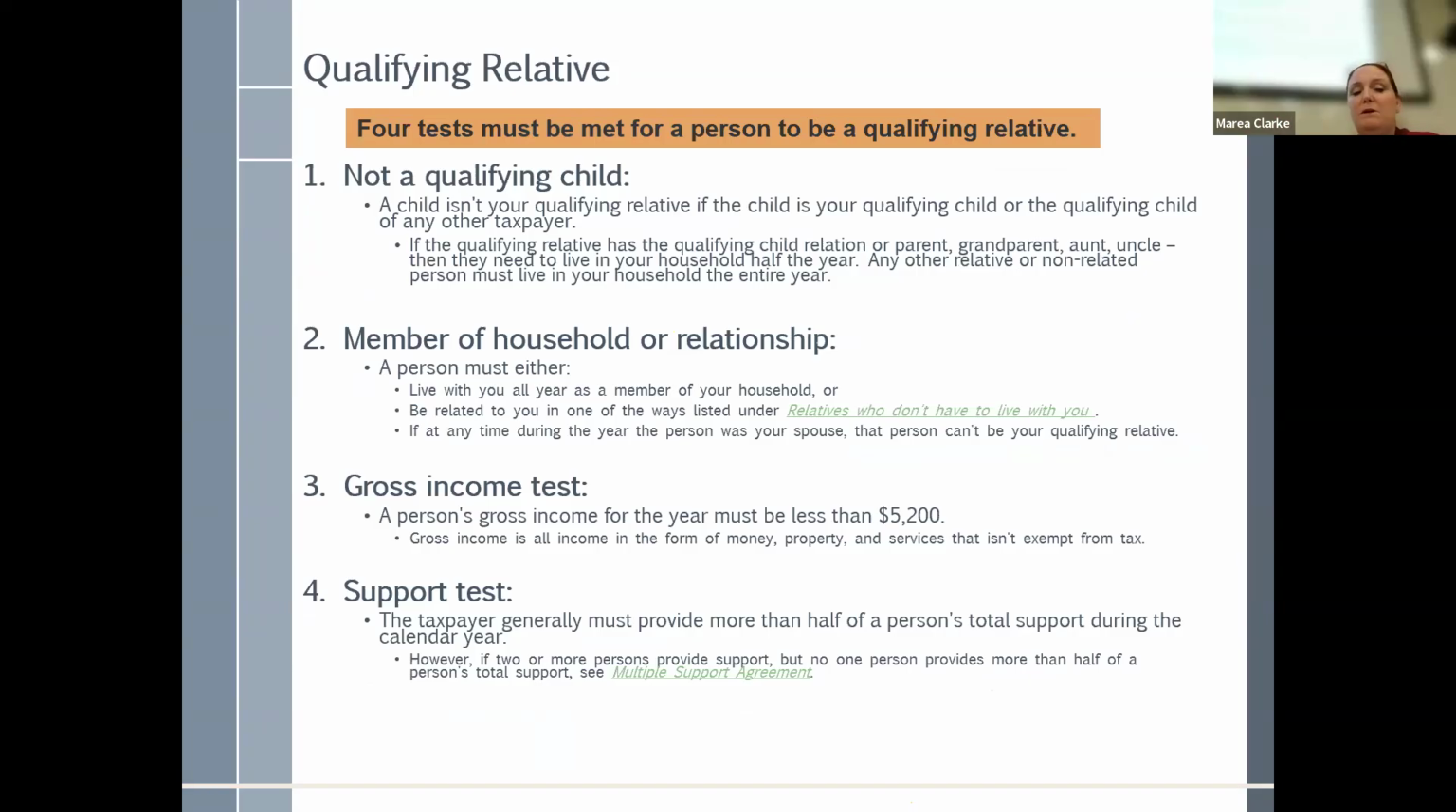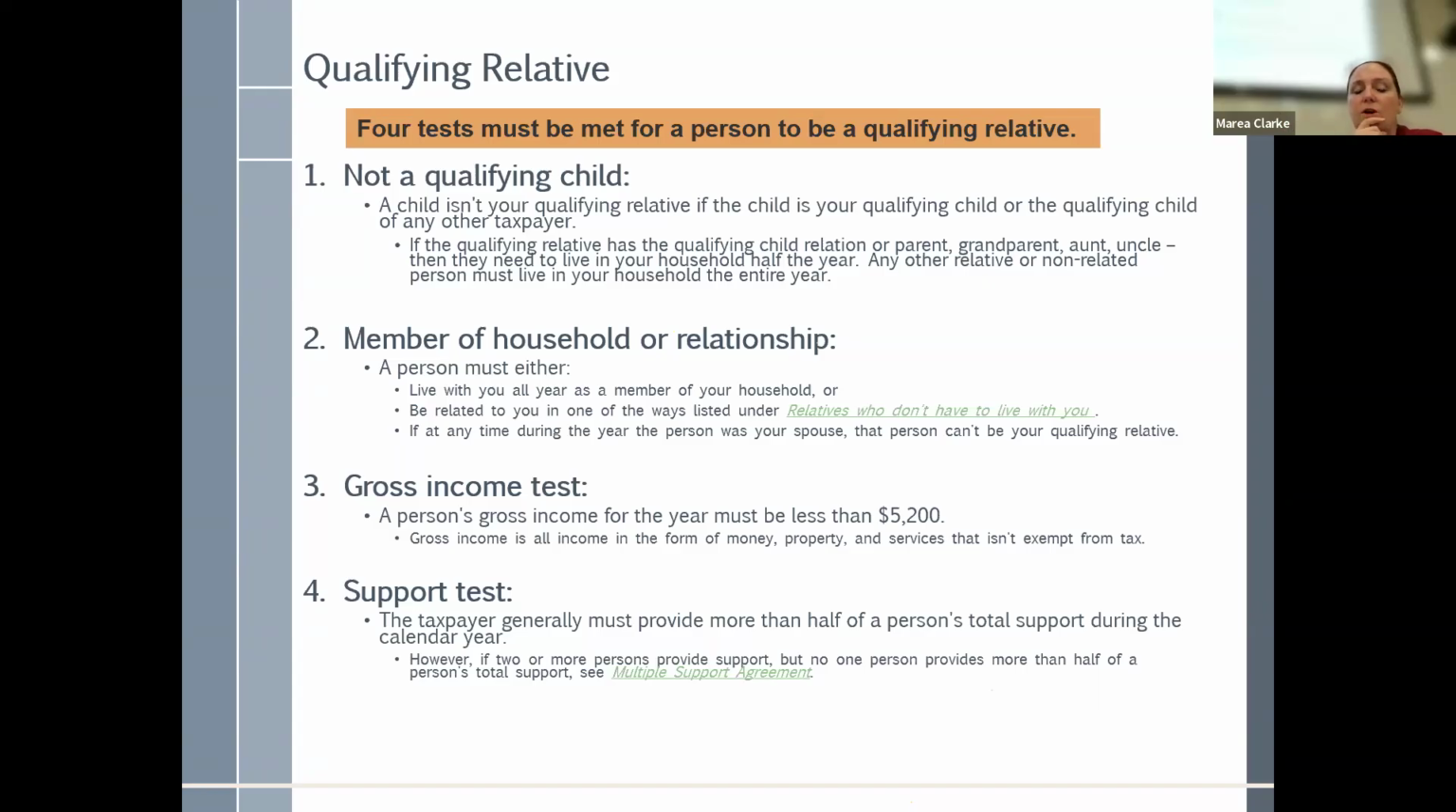The next one is that you must be a member of your household or have a certain relationship. So they either have to live with you all year or be related to you in one of the ways of people who don't have to live with you, which is generally parents or people that you support in your family. If they were married to you at any point during the year, they can't be your dependent or qualifying relative either.